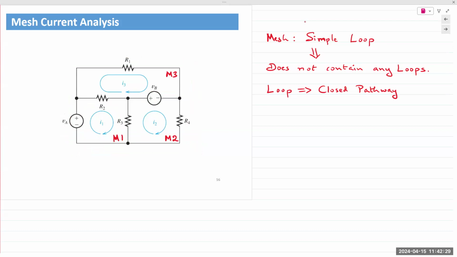It's visually easier for our brains. Okay. Whereas with a node, we actually have to look at it and make sure that connections are not connected with a wire or a component. Does everyone see what I'm saying? Right. So mesh is easier to identify. So first thing in mesh current analysis is we take a look at the circuit diagram, identify all the meshes, and we assign mesh currents.